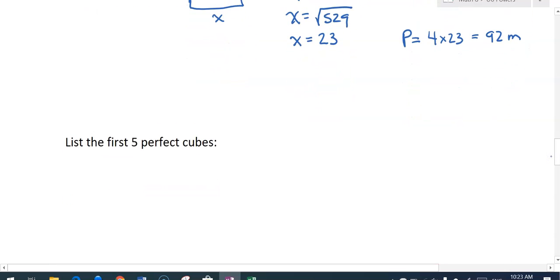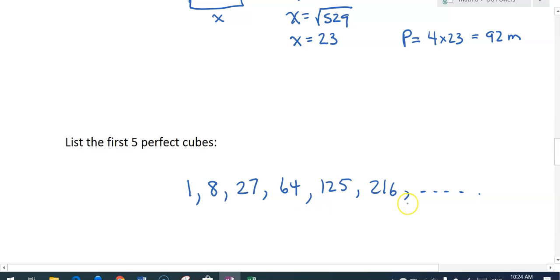List the first 5 perfect cubes. Well, 1 times 1 times 1 is a perfect cube, 2 times 2 times 2, 3 times 3 times 3, and 4 times 4 times 4, 5 times 5 times 5, and I could keep going on. I'm going to add an extra one, etc. Right? You can see they start getting pretty big pretty fast. 7 times 7 times 7 is going to be big, etc.